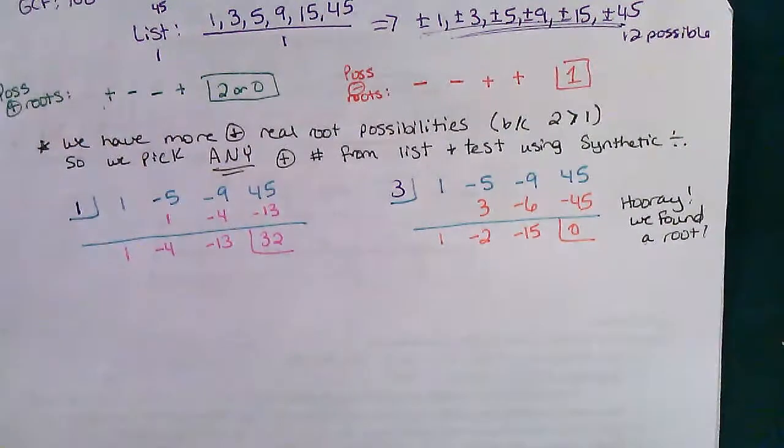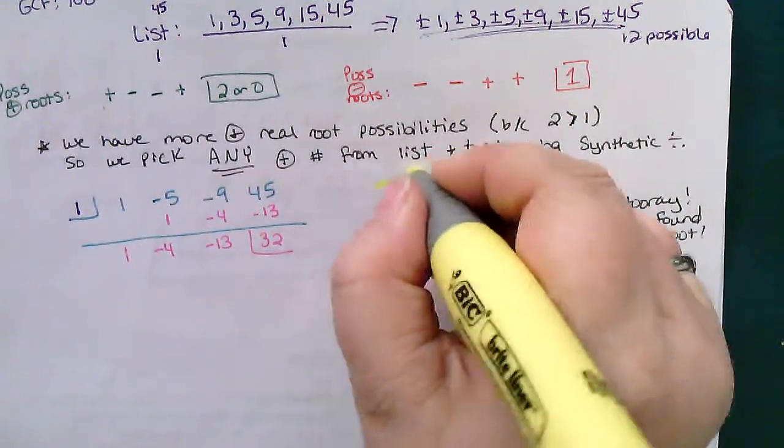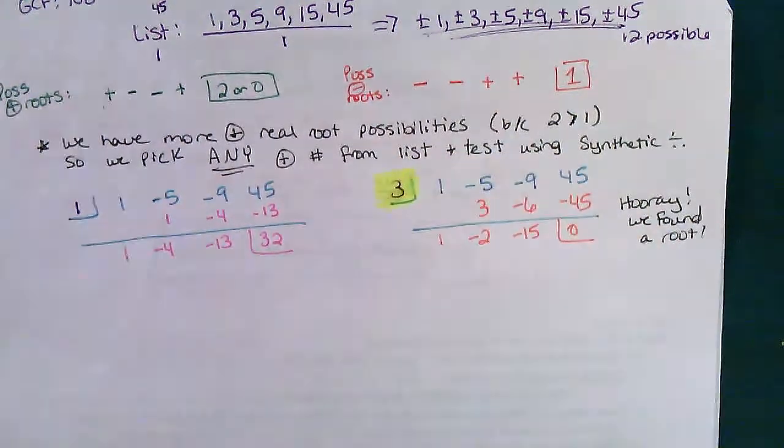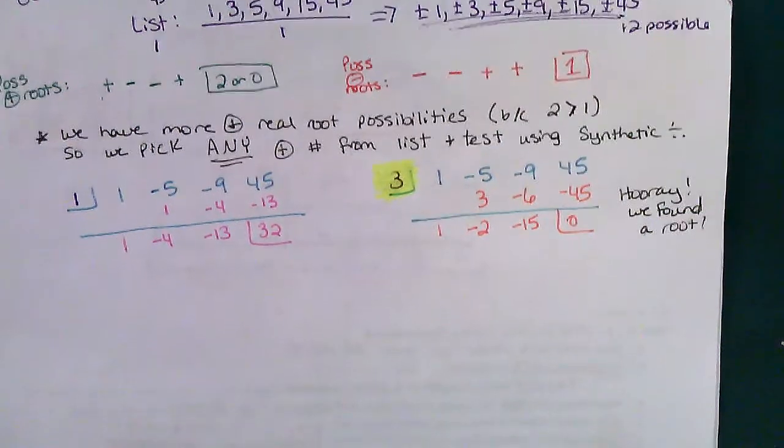Okay, so I'm going to highlight or circle. Oh, lights went out. Hang on. I'm going to highlight or circle this 3 because it is one of my answers. So I want to make sure I know where it's at.